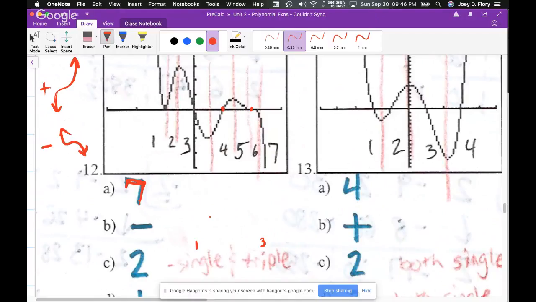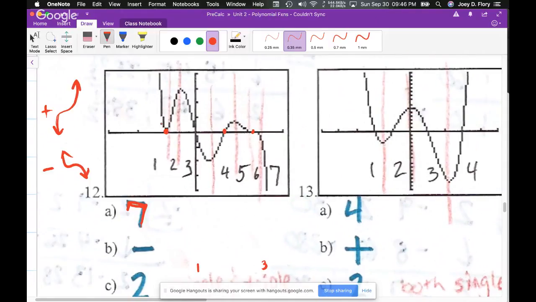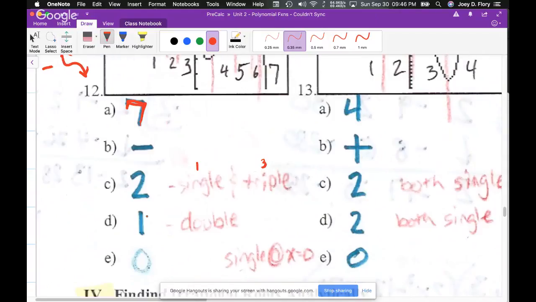All right, part D asks us for negative roots. So we have a negative root here, but again, it comes down and just touches before it goes on up. So that's going to be a double root. So one root, but it counts for 2.